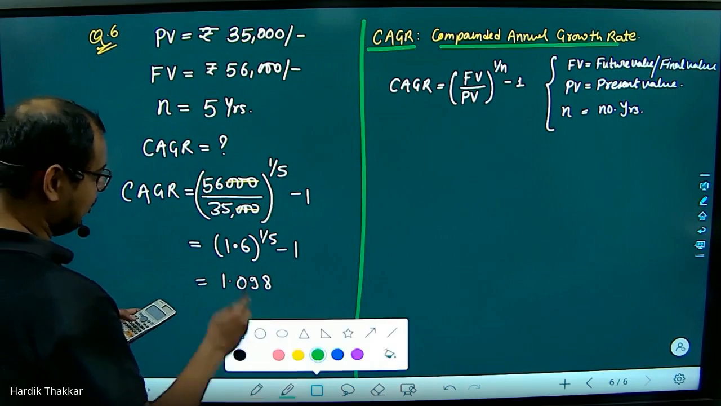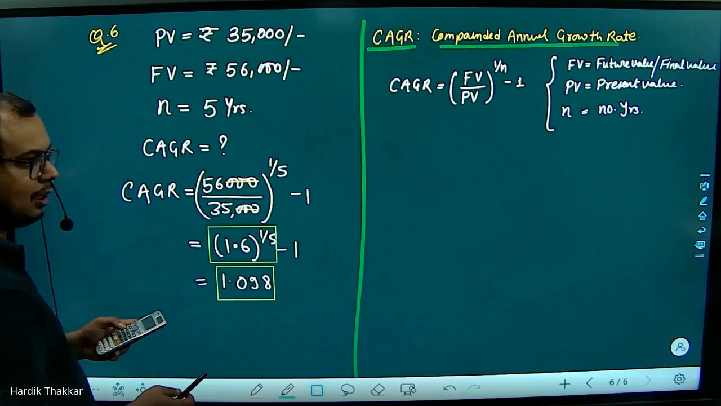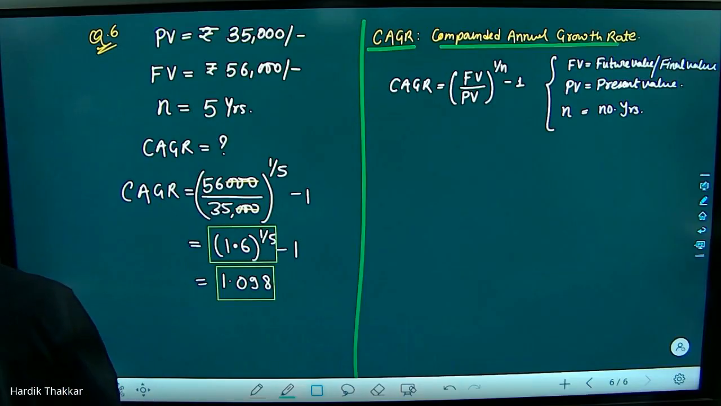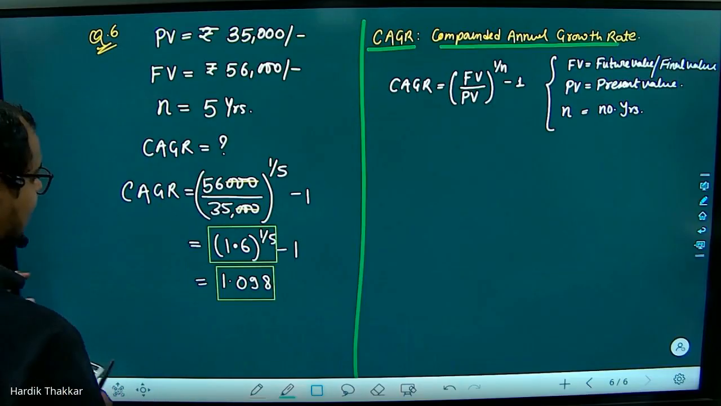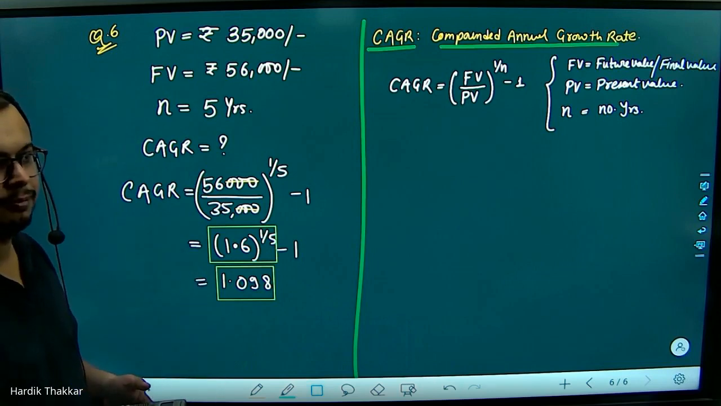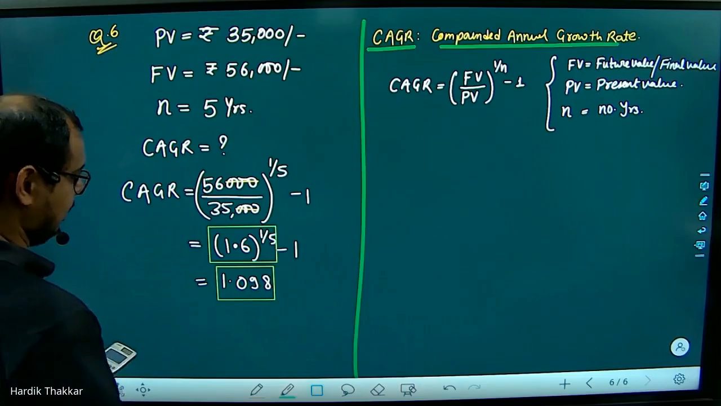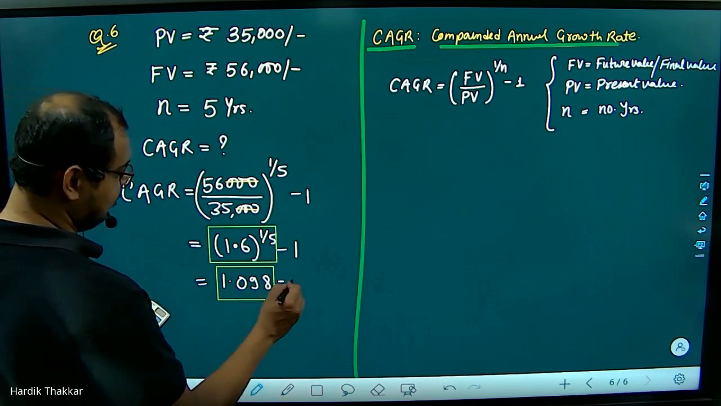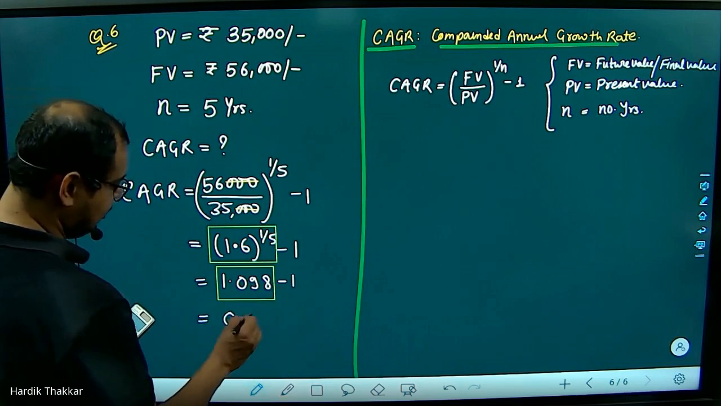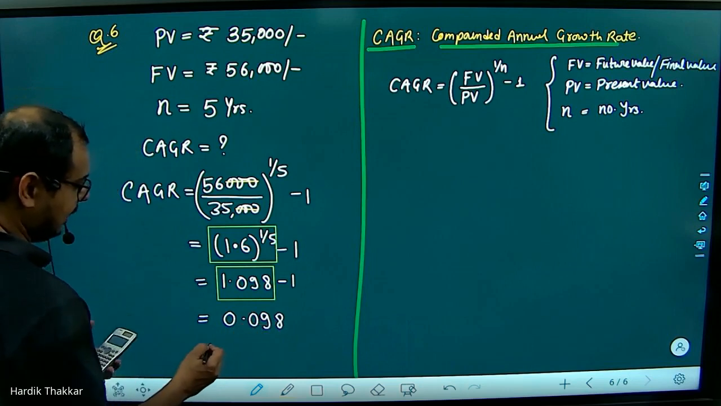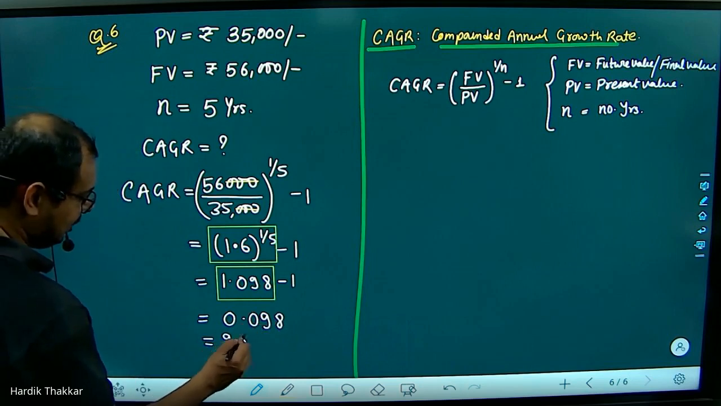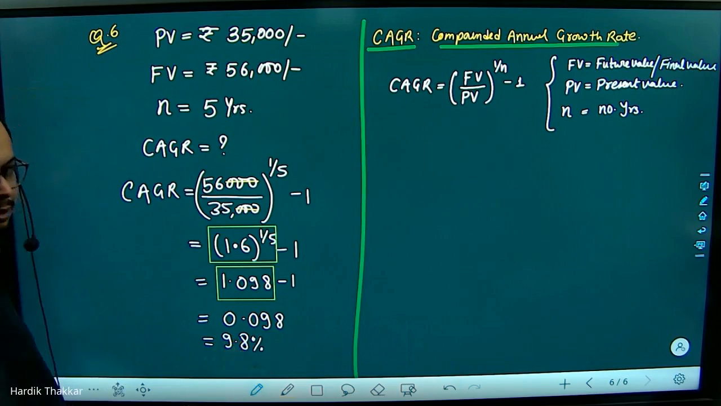The value of this whole thing will be this. Are the values at the back of the book also? I think these values are not in the book. I have not checked that, but it will be provided in your exam. Yes, sir. Okay, so 1.098 minus 1, so it will be 0.098. And if you are writing in percentage, it will be 9.8%. Correct? Okay, so let's move to the next question, question number 7.